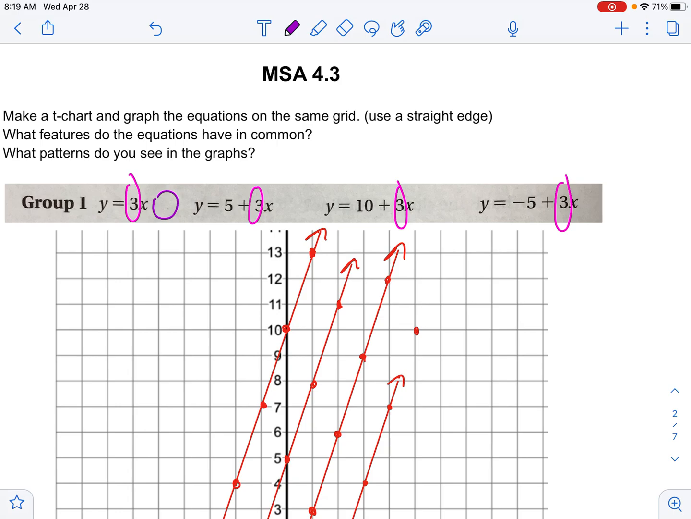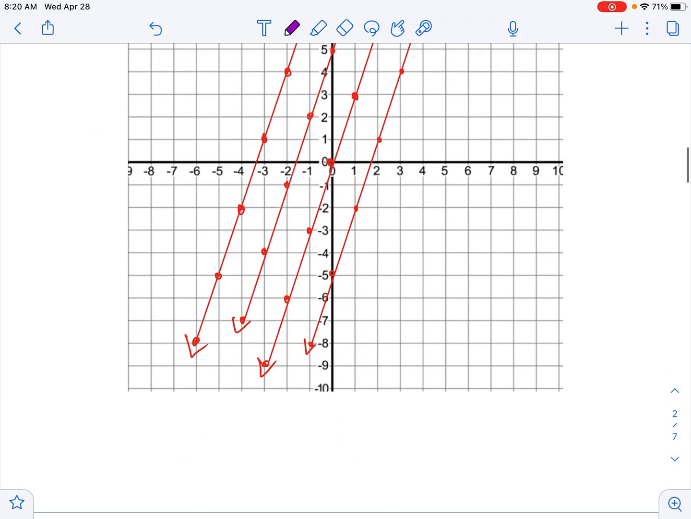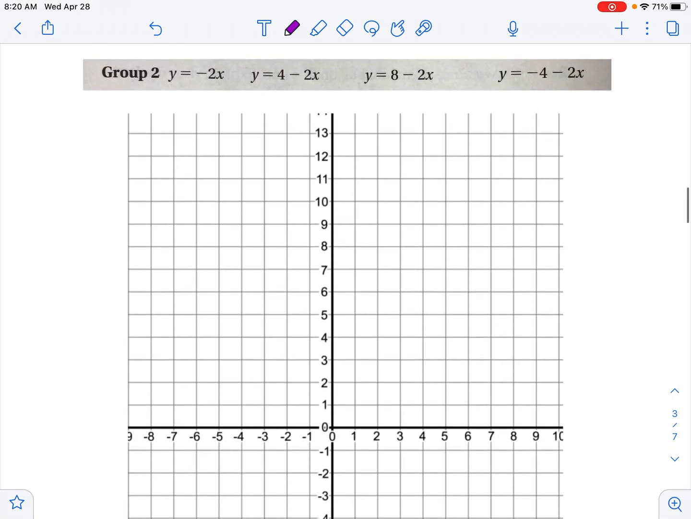Now what's different is on the back end, the y-intercept right here, that is different on each one of them, and that's what shifts the line a little bit. So the slope is what keeps them the same slope, and that y-intercept is what shifts them all over the graph. Crazy, right? I know. Okay, let's do this group right here.